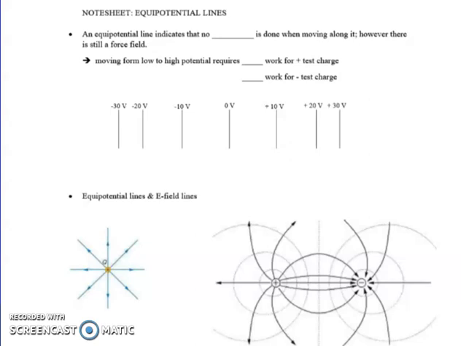Hi all, I'm going to summarize the key points from the activity with equipotential lines, and in the process make sure we understand not only how to interpret it, but the relationship between them and the E-field line. So I'm going to keep this brief, come in with any questions.